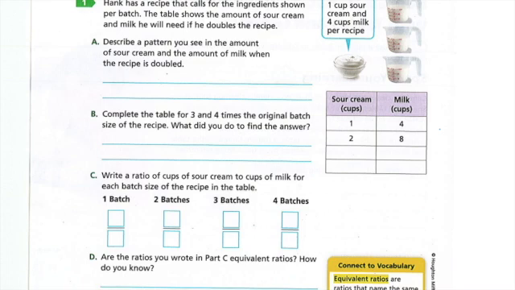Let's see, 1 cup of sour cream and 4 cups of milk. So what's our relationship between the sour cream and the milk if it's doubled? Well, if it's doubled, then we have to multiply each ingredient by 2. Complete the table for 3 and 4 times the original batch. What did you do to find your answer?